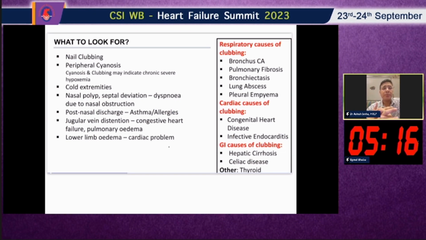What I'm going to look for when a patient comes to me is clubbing, cyanosis, whether the extremities are cold or normal, whether they have any polyps, a deviated nasal septum, or a discharge from the nose. All those signs, neck pain, jugular vein distension, any edema, we look for. And we should always think about, like on the right side of the slide, bronchocarcinoma, pulmonary fibrosis, bronchiectasis, lung abscess, pleural empyema. When you see clubbing, you also look for congenital heart disease and infective endocarditis. So all sorts of diagnosis can be done even before the investigation. Etiology and the patient's clinical examination is the most important thing in evaluating a patient with dyspnea.